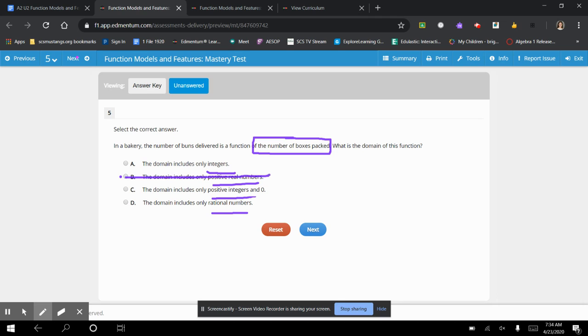So then it's going to be between A and C. Is it only going to be integers? Remember, integers goes from positive to negative. Can we have negative boxes? And then C, the domain only includes positive integers and 0. So remember what we talked about before, and then use that to help pick.